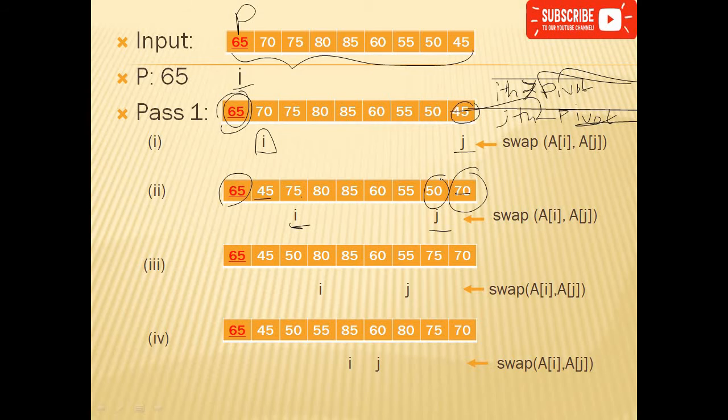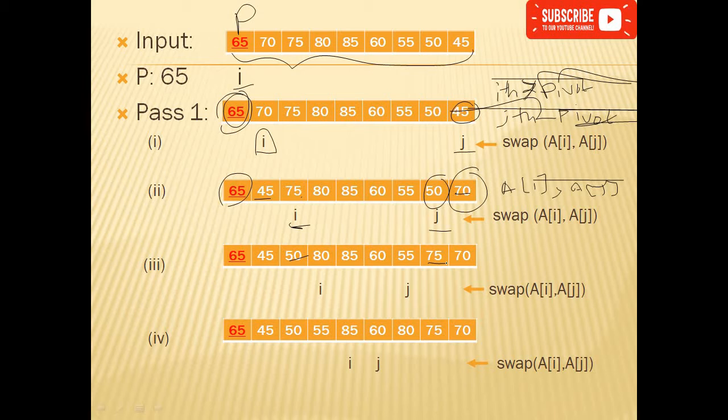And then I need to check whether a of i is greater than a of j, then swap will occur. So 75, is it greater than 50? Yes, then swapping will be done. So 50 will come here and 75 will come here.